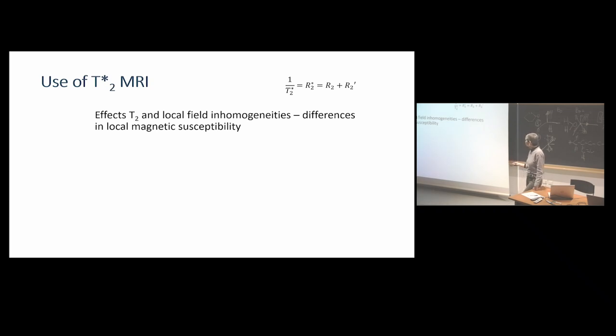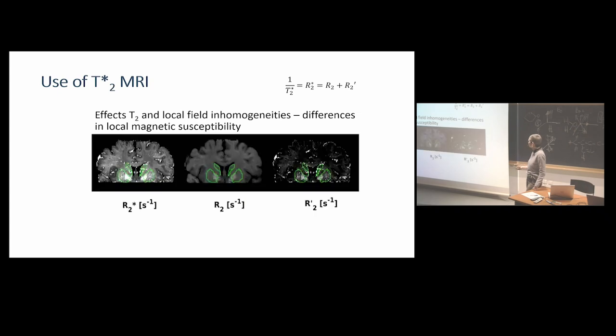And what can I do? Yes, I still have this dependence on T2 when we do this kind of effective transverse relaxation mapping. But we have this extra bit here that's caused by local field inhomogeneities. And you can see it directly here. This is an R2 star map. This is a true R2 map, so T2 map.